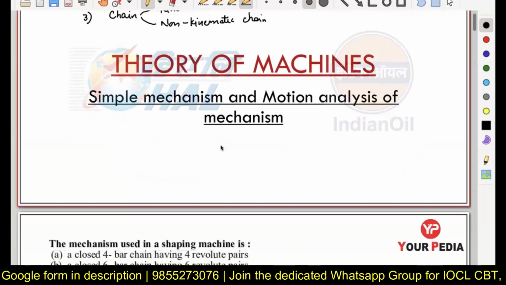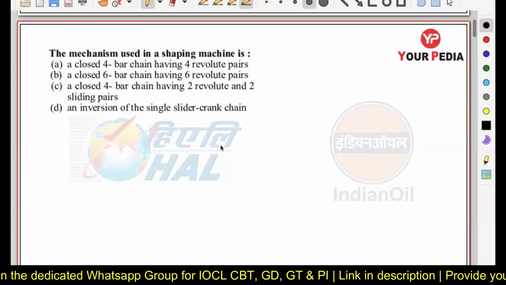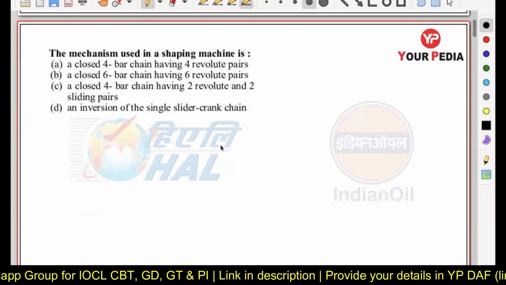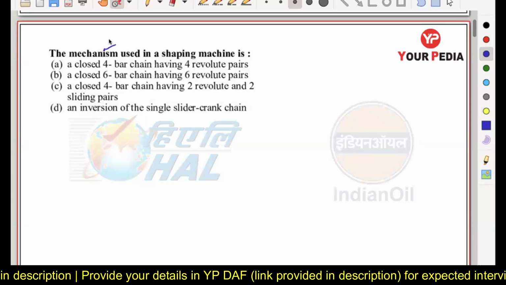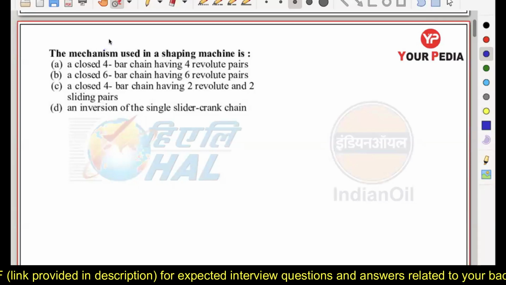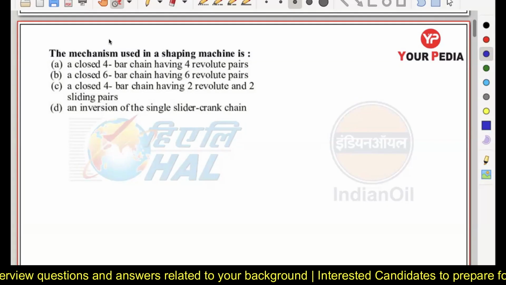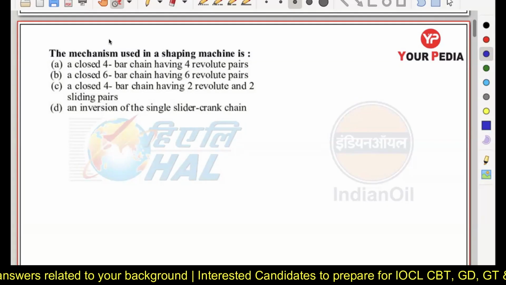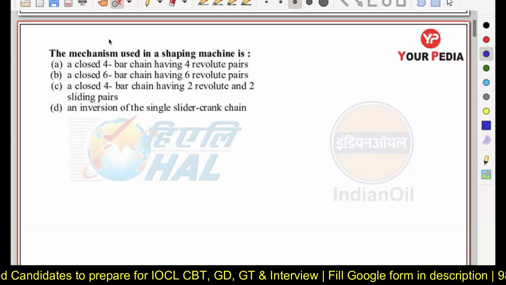Now, coming to the next part, let us start with the first part and see the question itself. What are the important terms here? The first question is: the mechanism used in a shaping machine is... First of all, see what a mechanism is. A mechanism is generally obtained by fixing one link of a kinematic chain. Now, what is the meaning of chain? A chain is a group of links connected in such a way that the first and the last link are connected with each other.